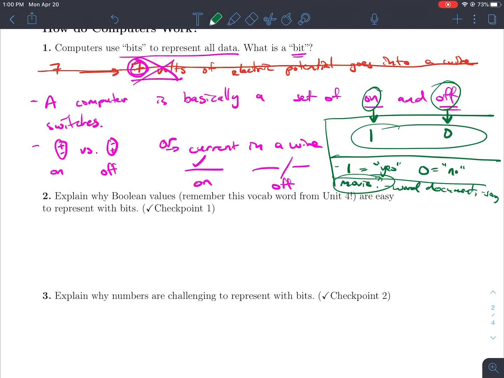All right, so I think this is a good opportunity for you to take a moment and test your understanding. Can you try to explain why Boolean values are easy to represent using bits? And whenever I say bits, I want you to think 1 or 0. Current going through the wire or no current going through the wire. Why would a Boolean value be easy to represent using this? When I check your work, I'll be checking that you have all of the notes complete, but also the checkpoint complete.